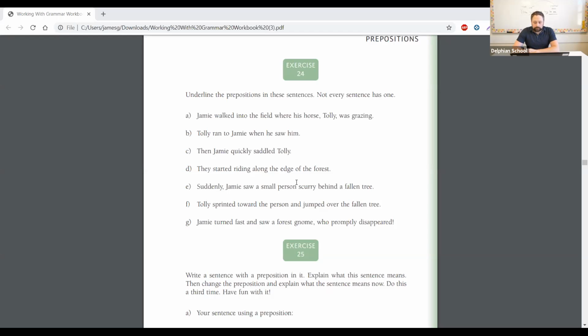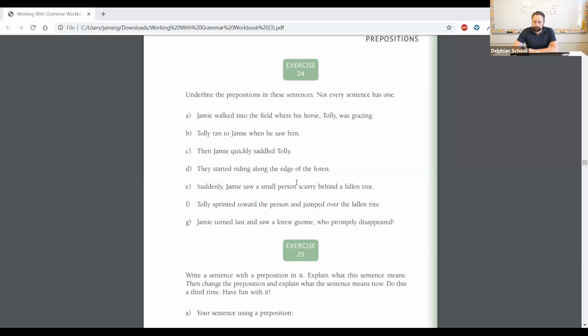All right, let's see. Ashy says toward and over. That's correct. Good job. Laurel says toward. Very good. Time says toward and over. Good job. Yeah, a lot of you guys are spotting toward and over. Very good job. Time says that toward the person and over the fallen tree are both prepositional phrases. Very good job. You're right. Anjali has toward and over. Good job. Nate has toward and over.